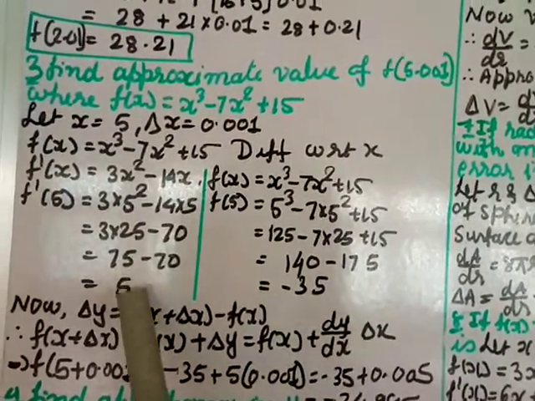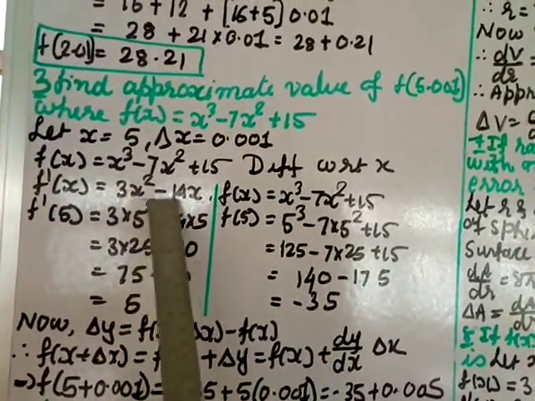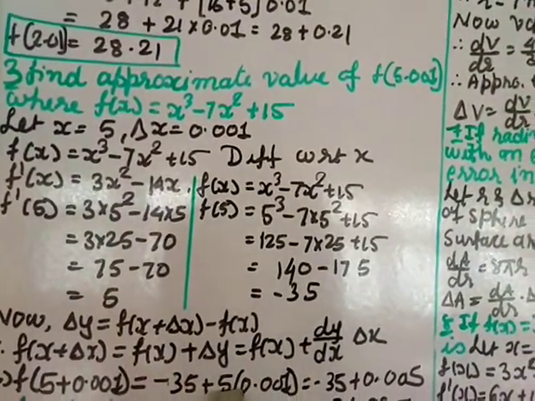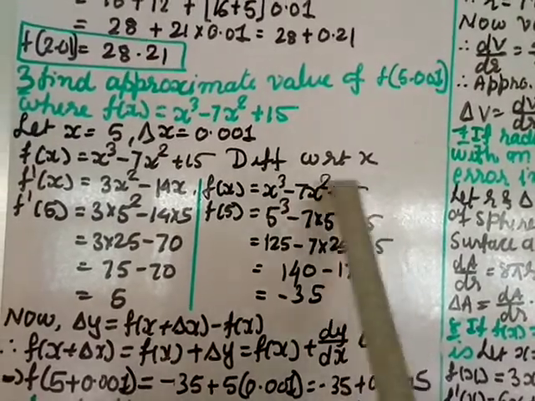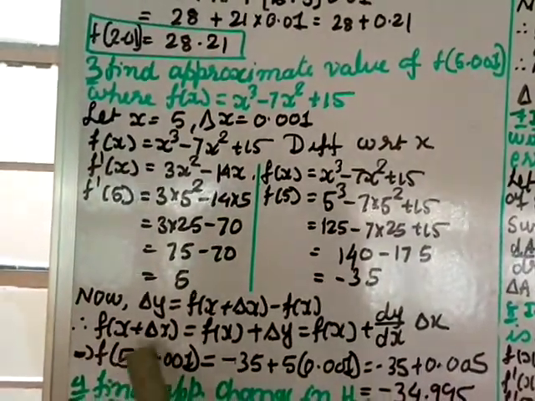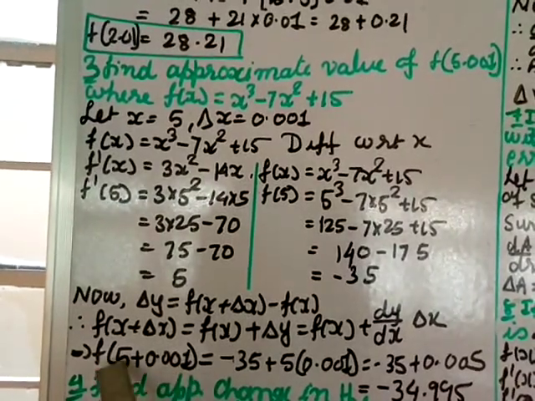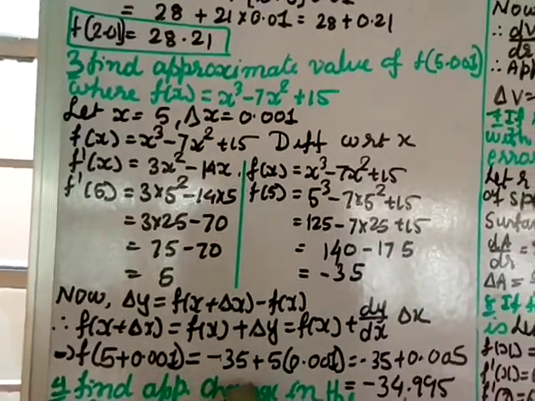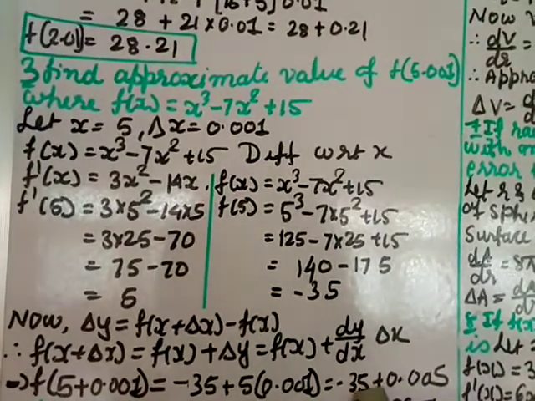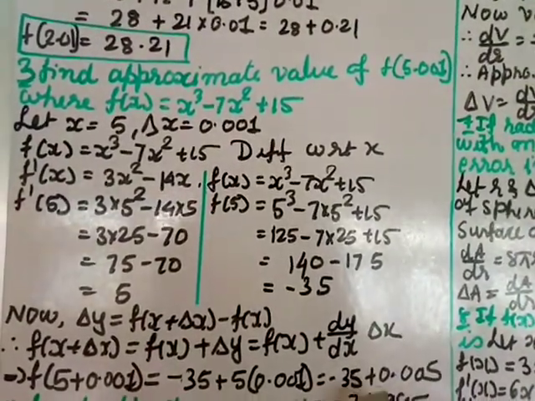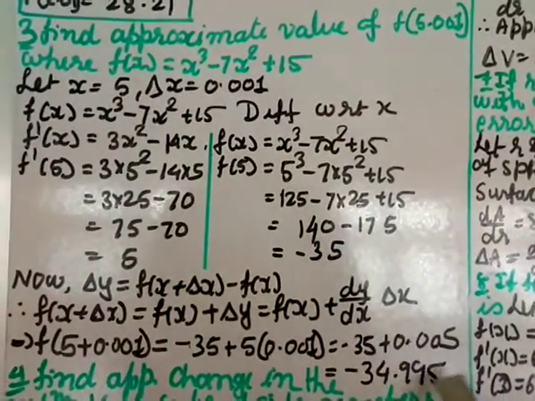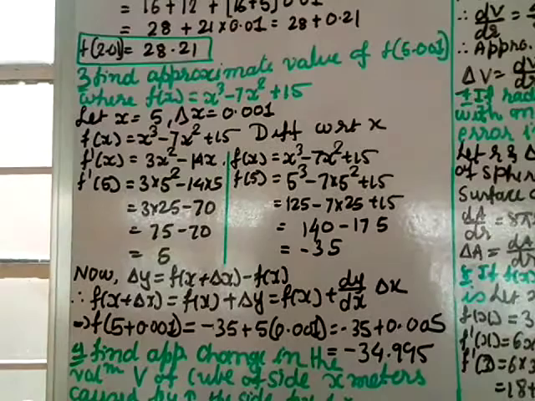dy by dx is this one 3x square minus 14x, but that value is 5. So I place 5. And delta x value is 0.001. So you put here 0.001. And here x value 5, here delta x is 0.001, that comes to be 5.001. This you multiply 0.005, this is minus 35, this is minus, this is plus, so difference is minus 34.995. So this is the approximate value for question number 3.